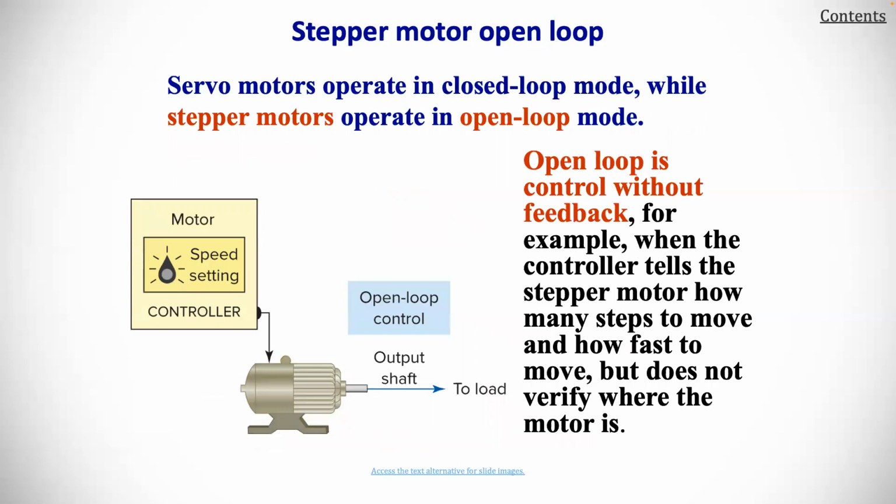Stepper motor, open loop: servo motors operate in closed loop mode, while stepper motors operate in open loop mode. Open loop is control without feedback. For example, the controller tells the stepper motor how many steps to move and how fast to move, but does not verify where the motor is.